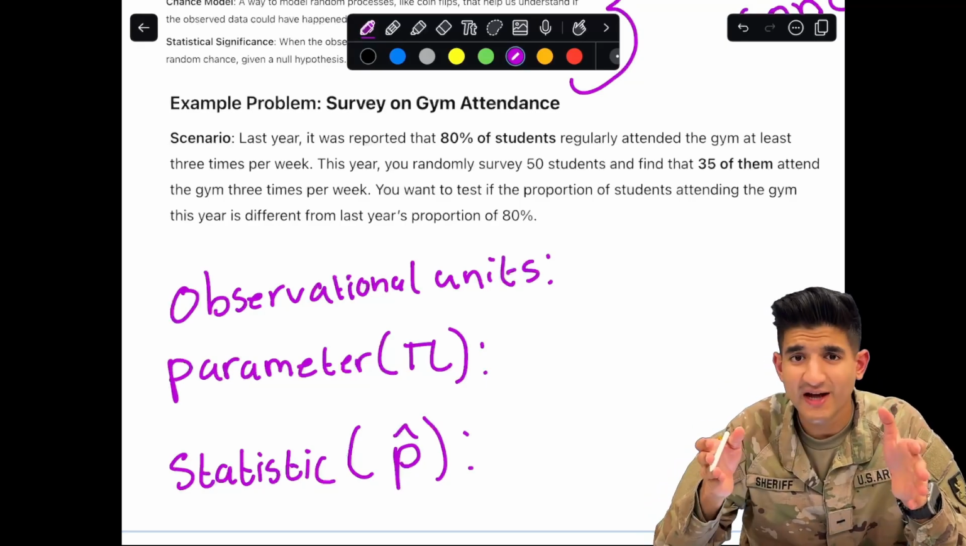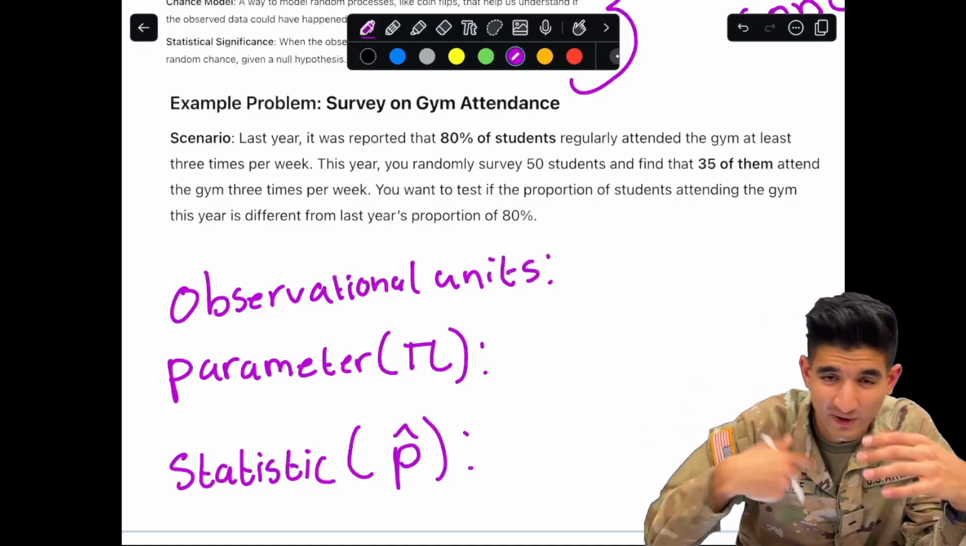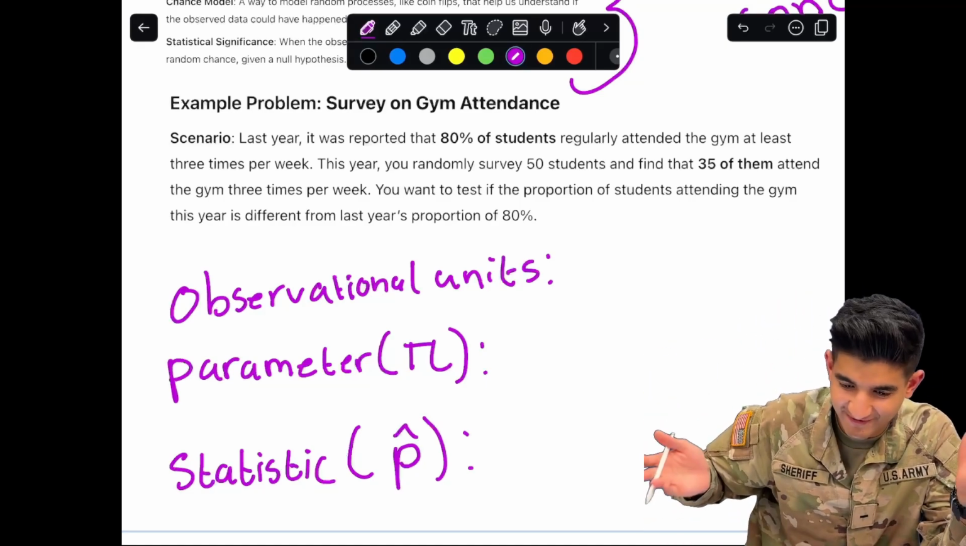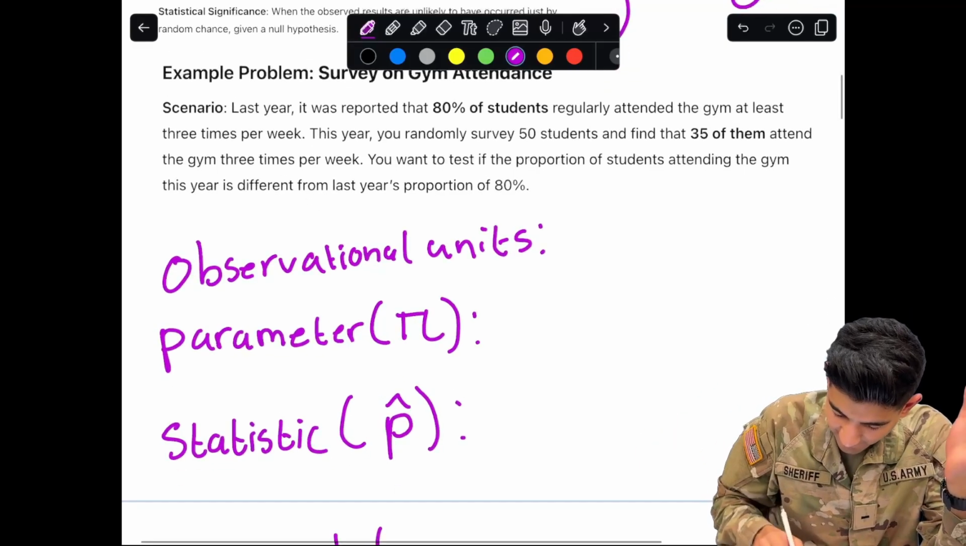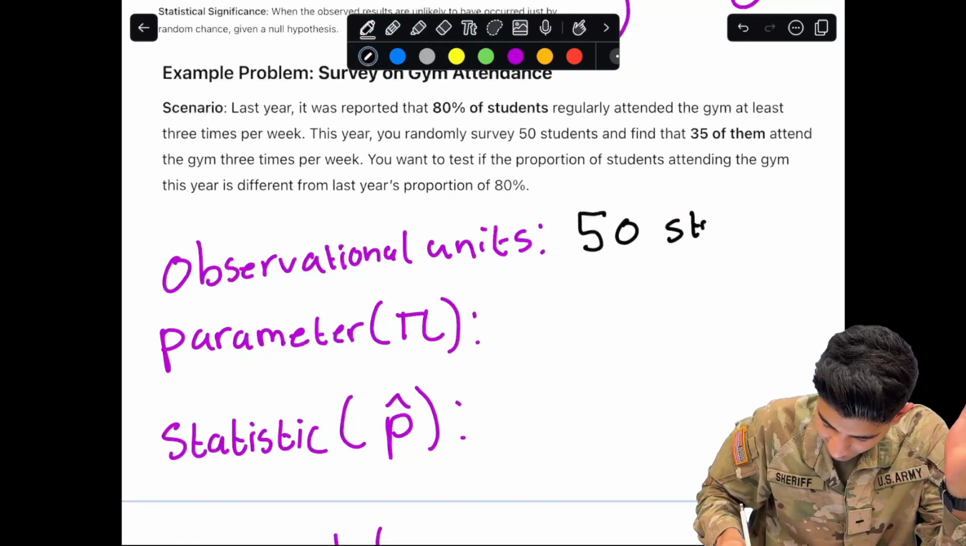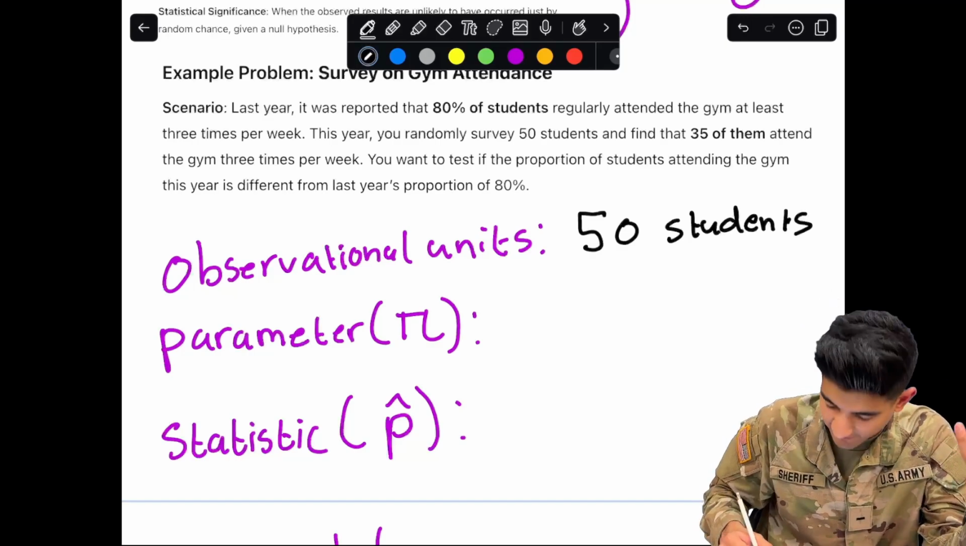So starting off, we're going to go with observational units. So what is an observational unit? Basically the things you are looking at. Not really what you're looking at, but the things. So in our case, we're looking at students. So the 50 students surveyed are going to be the observational units. So in the other one, it would be cadets or firsties branching.